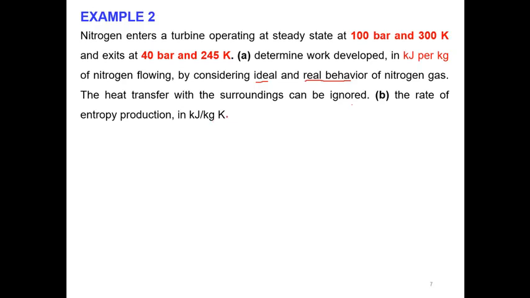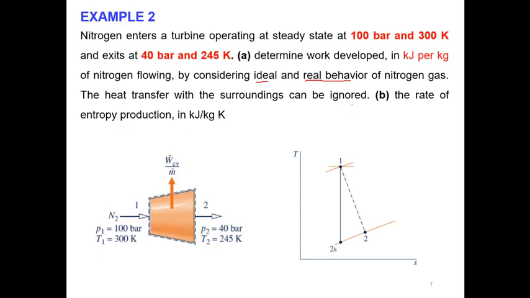And part B is calculate the rate of entropy production in kilojoule per kg per Kelvin. So that's very simple. That's like an expansion of the nitrogen gas in a turbine. Let's say this is a turbine and we have state 1. At state 1, nitrogen is available at 100 bar and 300 Kelvin. After expansion in a turbine, there is a drop in pressure and temperature. Pressure drops from 100 to 40 bar, and there is a drop in temperature as well, to 245. Because of this expansion, obviously we'll get some work output.